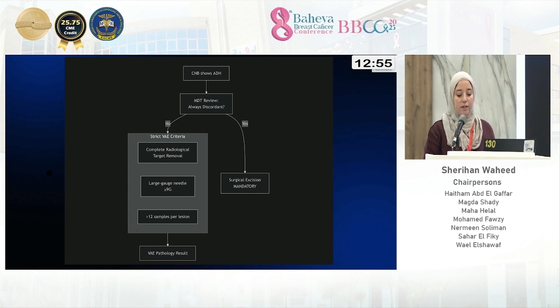Surgical excision is the gold standard and remains mandatory in most cases. Vacuum-assisted excision with surveillance is only considered in highly selected cases with strict criteria and MDT agreement. These strict criteria include complete radiological target removal, a larger needle is used, and more than 12 samples are taken from the lesions.